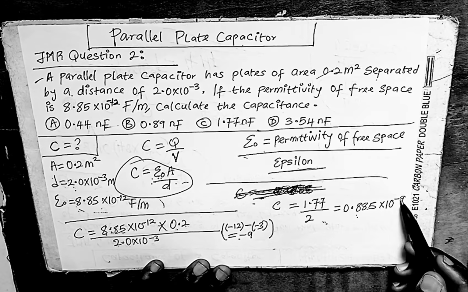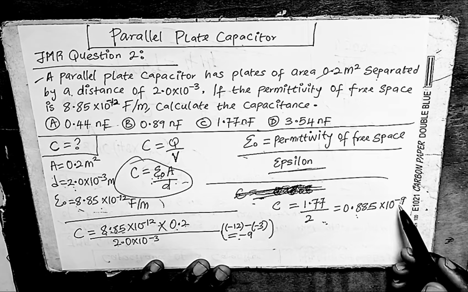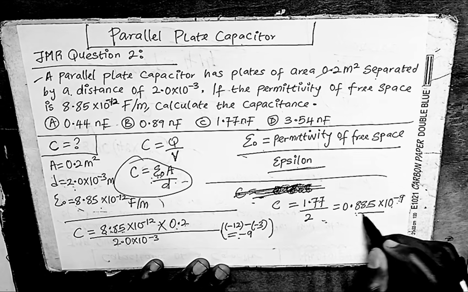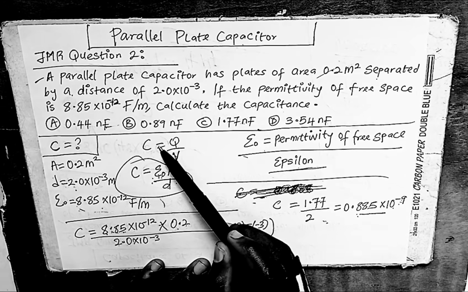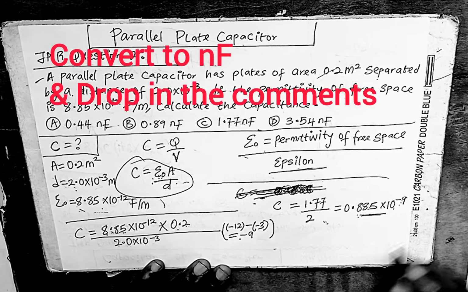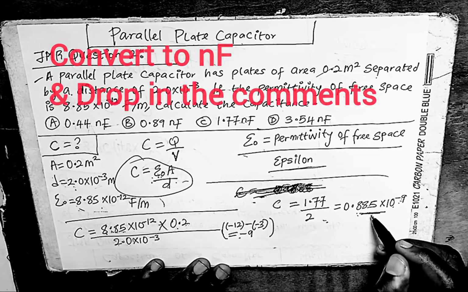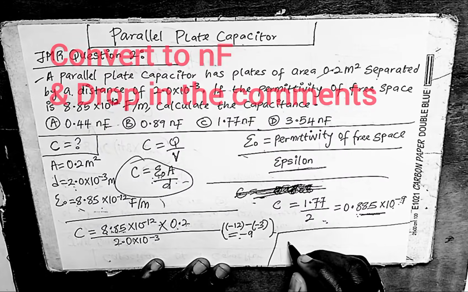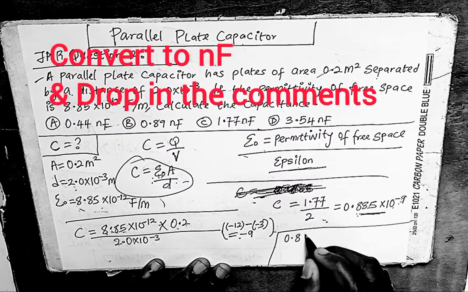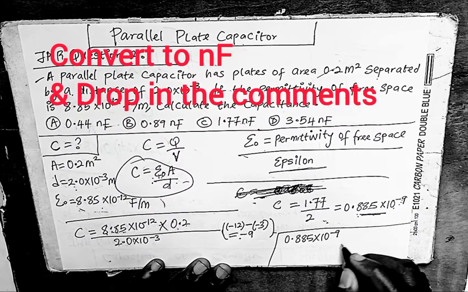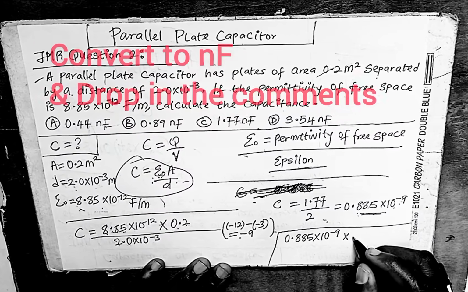So if we bring this here, it's going to be raised to power minus 8, so it's in farad like this. We don't see the closest answer among the options. But if we convert this to nano farad, we are going to do 0.885 times 10 raised to power minus 9 times 10 raised to power 9.